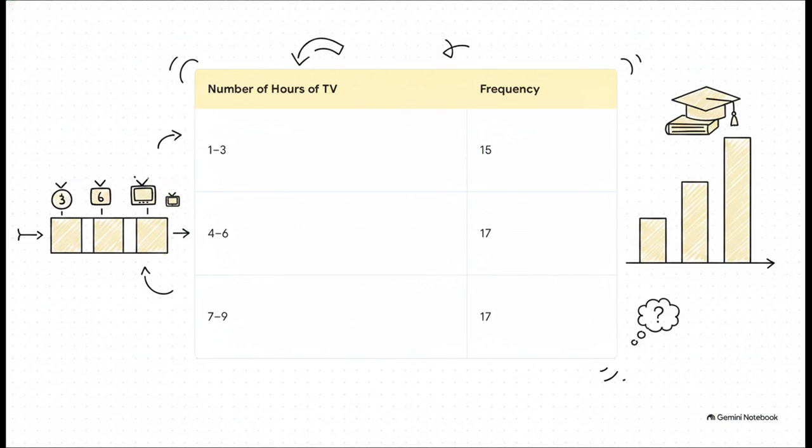Here's a table showing the number of hours students watch TV in a single week. Instead of separate categories like dog or cat, we have these continuous blocks of time. 1 to 3 hours, 4 to 6 hours, and 7 to 9 hours.